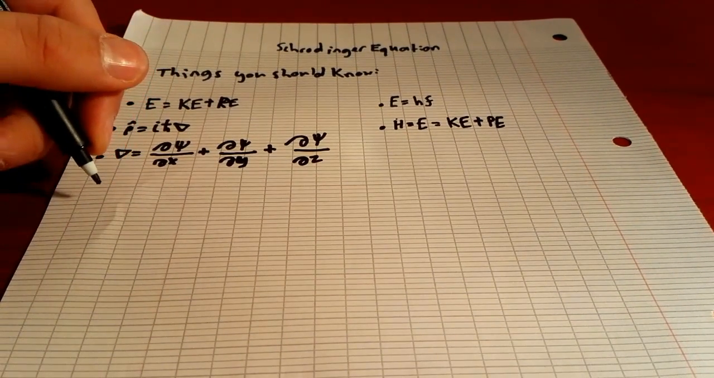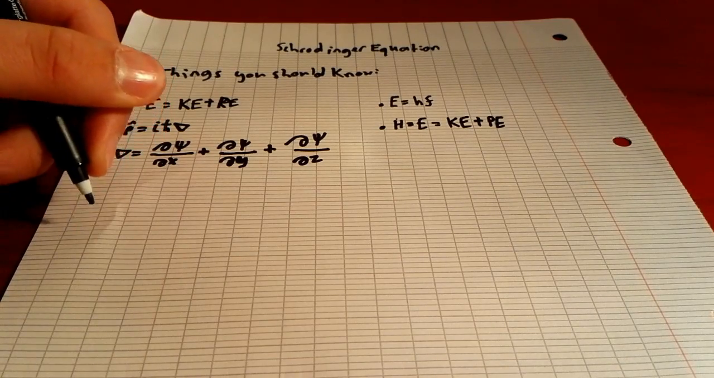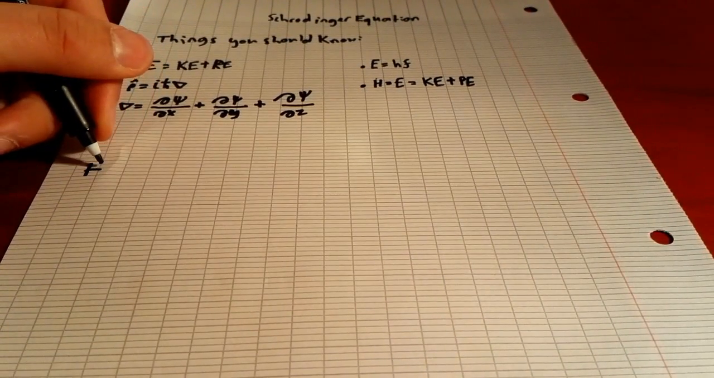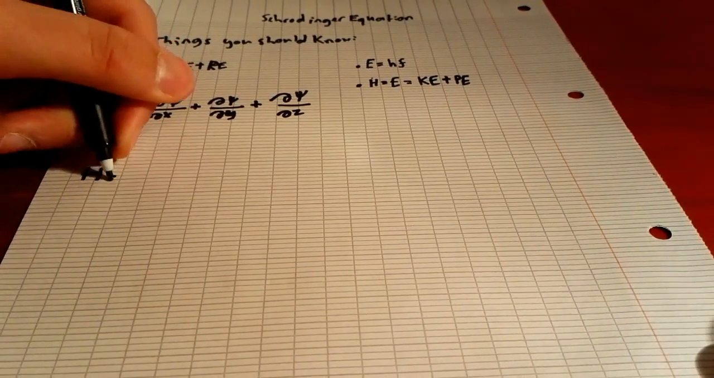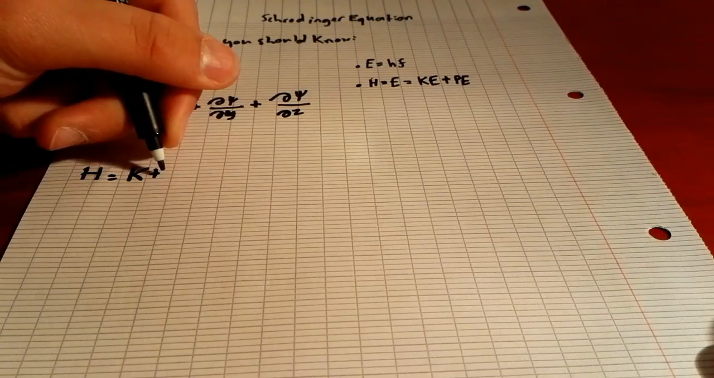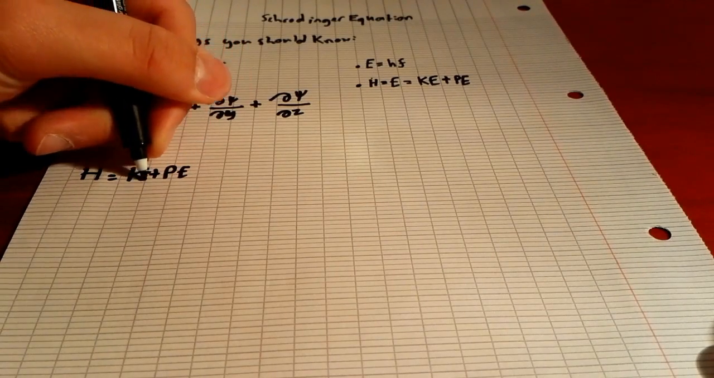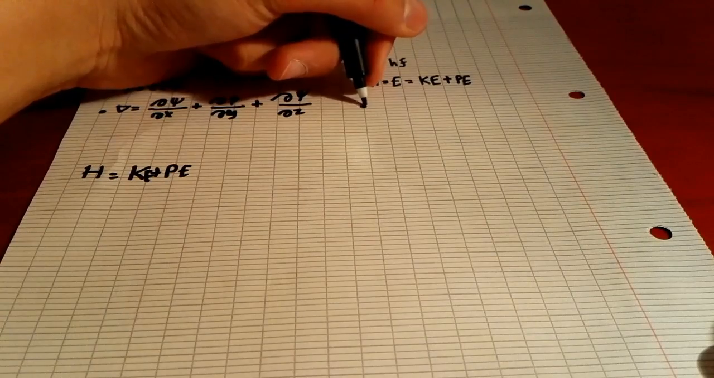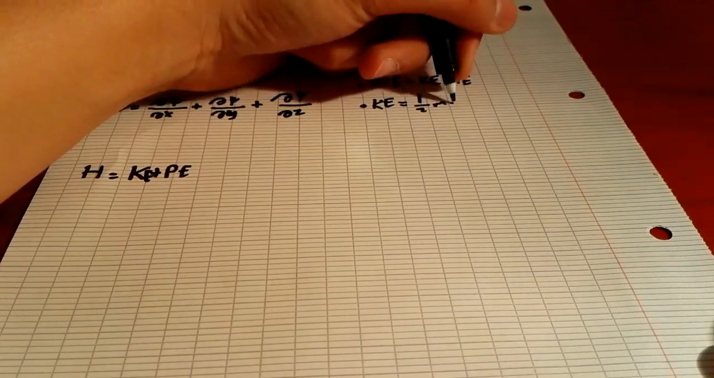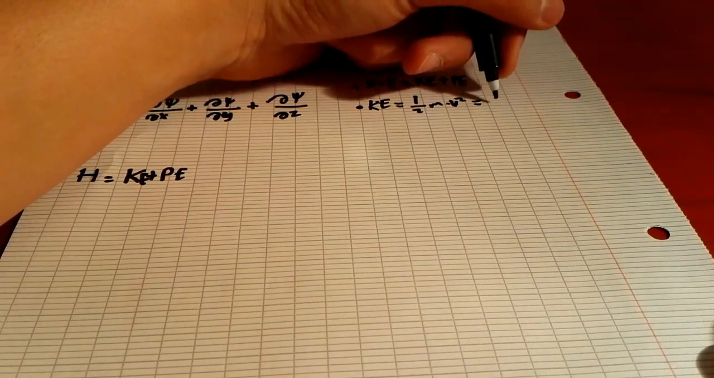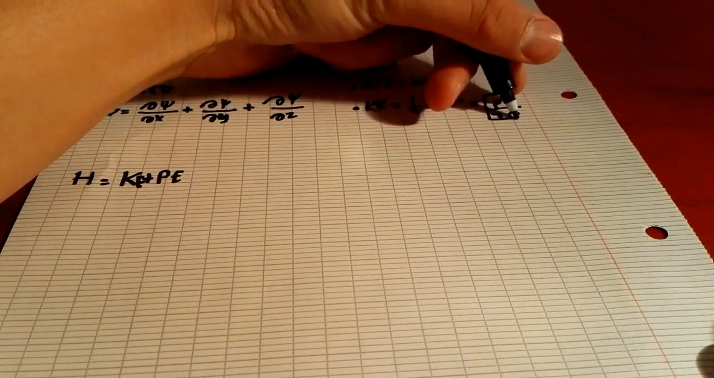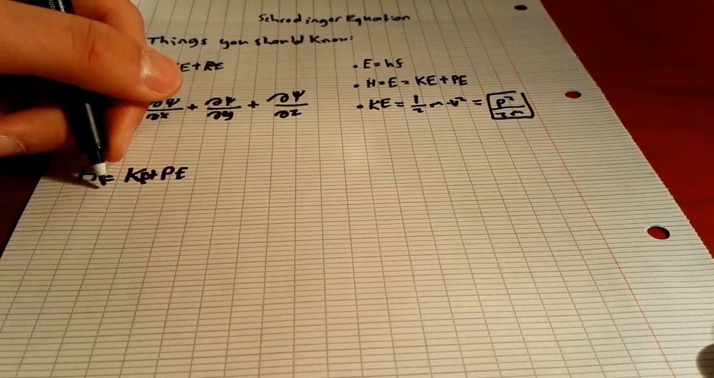So first of all, let's start classically. H is equal to kinetic energy plus potential energy. Let's add one more thing here. Kinetic energy is equal to half of the mass multiplied by the velocity squared, which is equal to the momentum squared over 2m. We're going to be using this form for the time being.